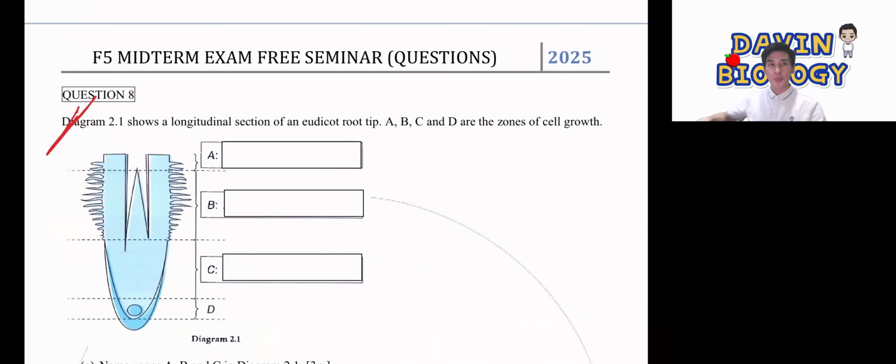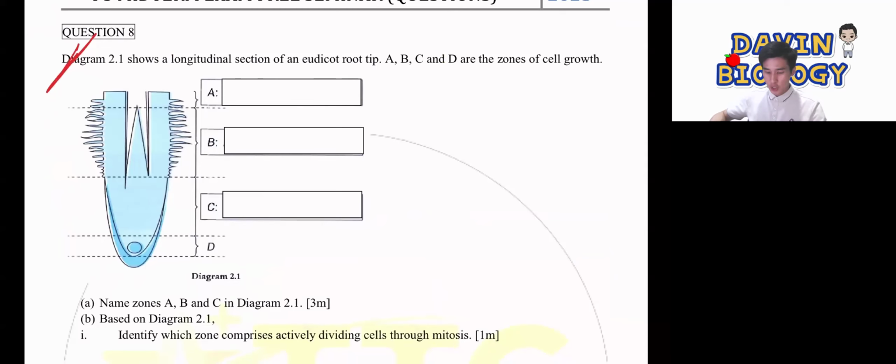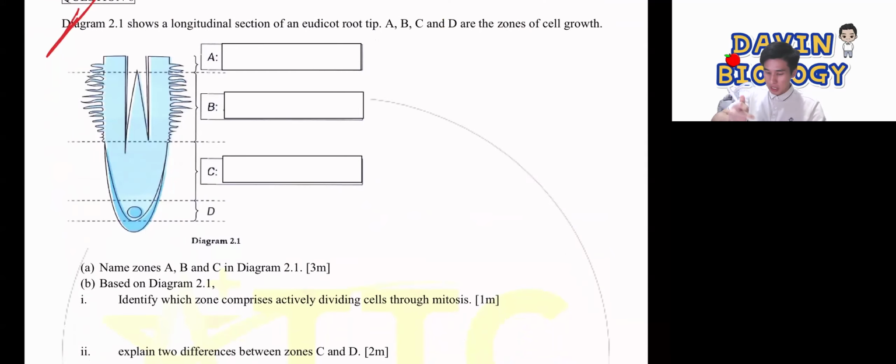Right. So here, the answer is to label the zones. Sorry, actually here there's a bit of a mistake because this is supposed to be zone B, C, D. A is not considered a zone. Now you can see here, this is the zone of cell division. This one is the zone of cell elongation. This one is differentiation, like we just mentioned earlier.